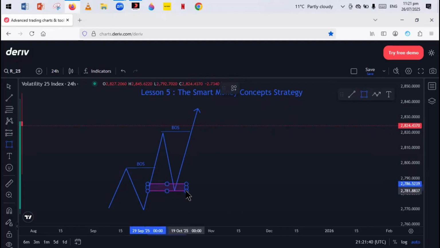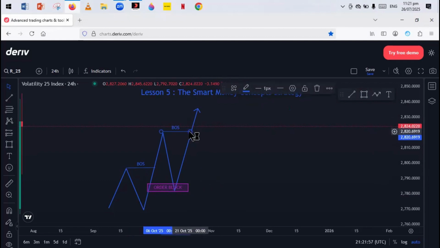So that is how price moves. Price reacts off the order block or the origin which caused the break of structure. So that is what we have in a bullish scenario.